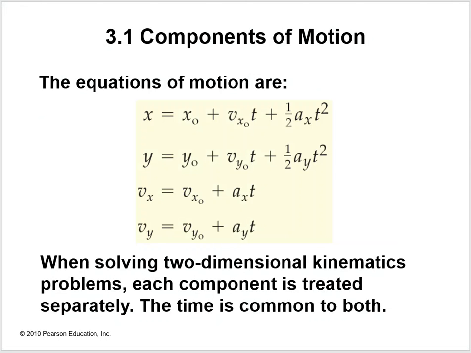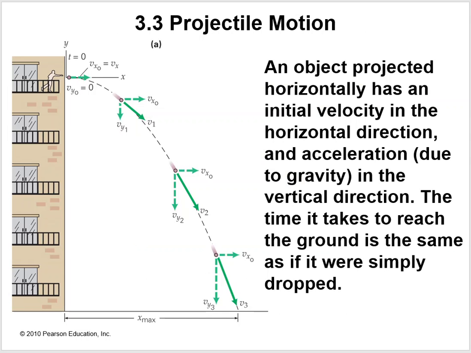The equations of motion are, we've had these, but now we're going to use them in terms of y's and x's specifically, and their acceleration. When solving two-dimensional kinematic problems, each component is treated separately. The time is common to both. What we mean by that is, in this object, the time it takes to go forward is also the same time it takes to fall.